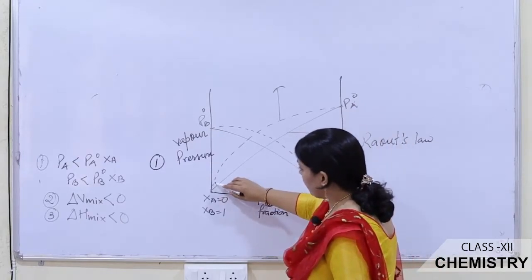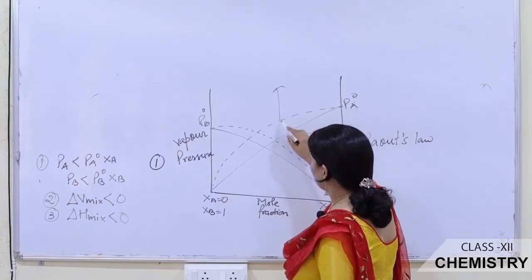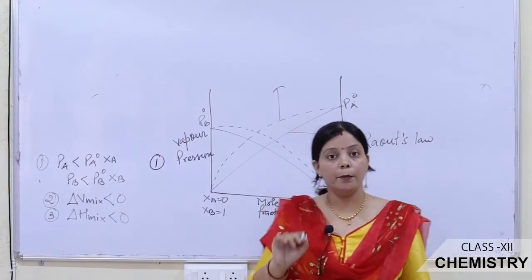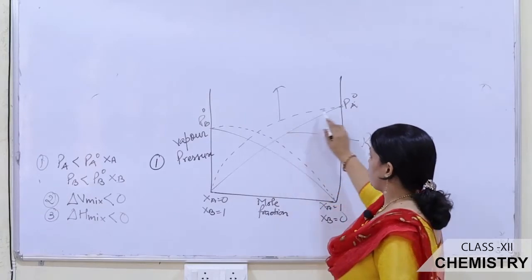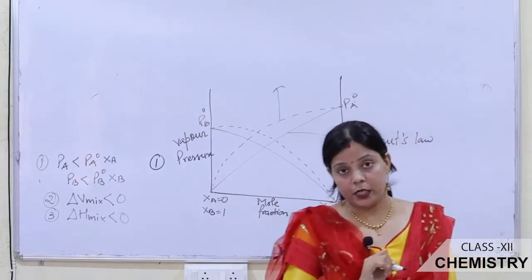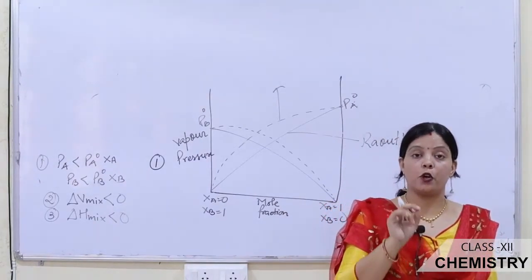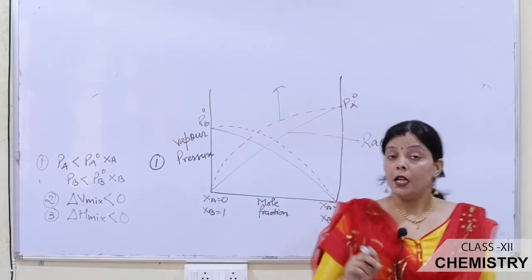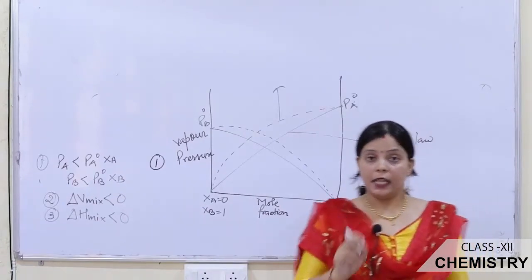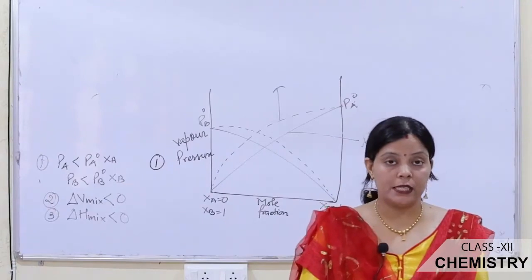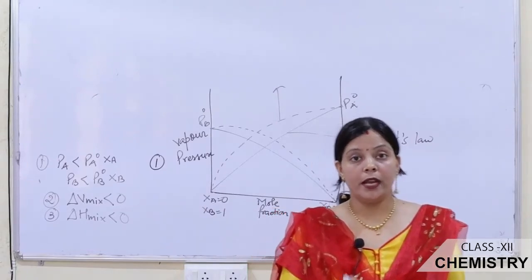But in this case, the dotted line is the plot which shows the non-ideal solution showing the positive deviation, because there is an increase in the vapor pressure. This increase is understood on the basis of the interaction between solute-solute, solvent-solvent and solute-solvent. In a non-ideal solution with positive deviation, weak interactive forces operate between the solute-solvent as compared to the solute-solute and solvent-solvent.